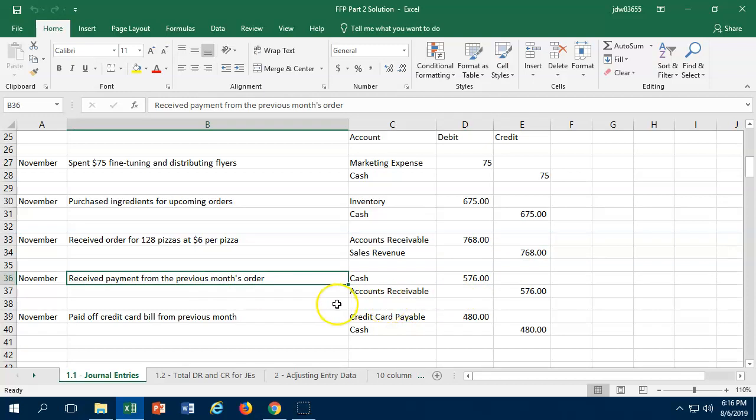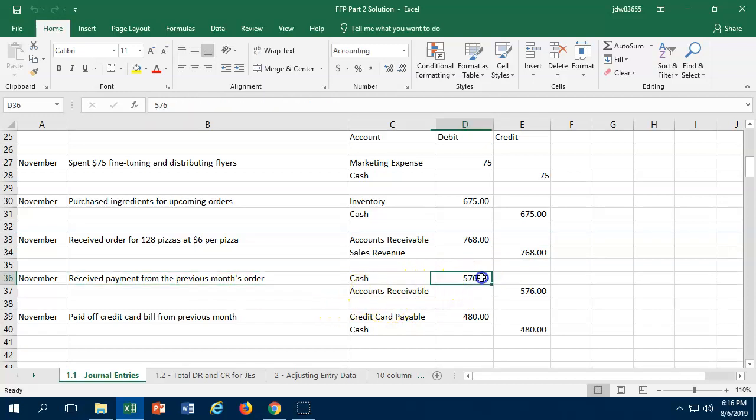Receive payment from the previous month's order. So that would be a debit to cash for 576 and a credit to accounts receivable. And then paid off the credit card bill for the previous month. So debit credit card payable, and credit cash for 480. Any questions on those journal entries? Okay.